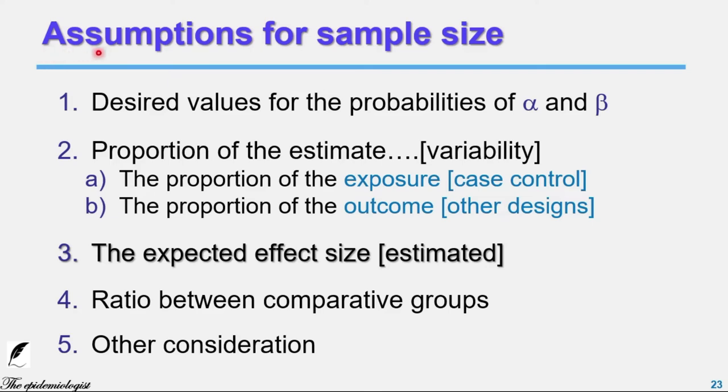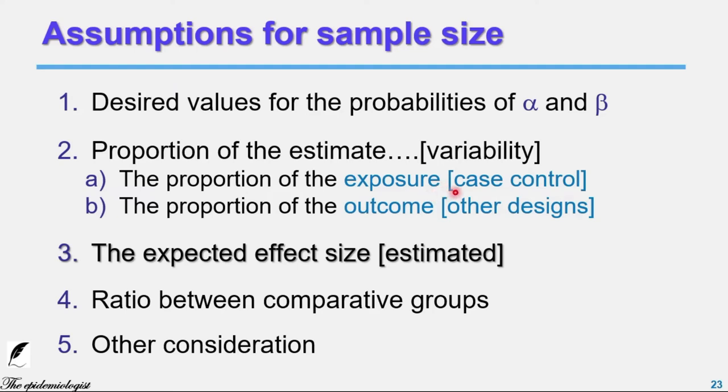We know the sample size for comparative designs, but what are the assumptions? The following 5 conditions may be important assumptions we should consider in sample size determination of proportion in two populations. The first 3 are necessary assumptions, whereas the others are conventional. The first is to determine the desired values for the probabilities of alpha and beta. We should also consider the proportion of the estimate as variability in descriptive designs, as it is found in a literature review of the same study.